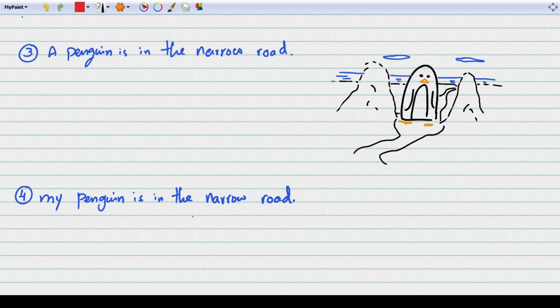Now, let's make things more interesting and add a penguin. This is a penguin. Let's add a penguin in the narrow road. Cool. So now the sentence that we want to translate is a penguin is in the narrow road. Now I'll split this into two. First, the narrow road. We should know how to translate this already. So this translates to الطريق الضيق. And notice the L, because this is now an adjective, right? The narrow is an adjective of the road. الطريق الضيق.